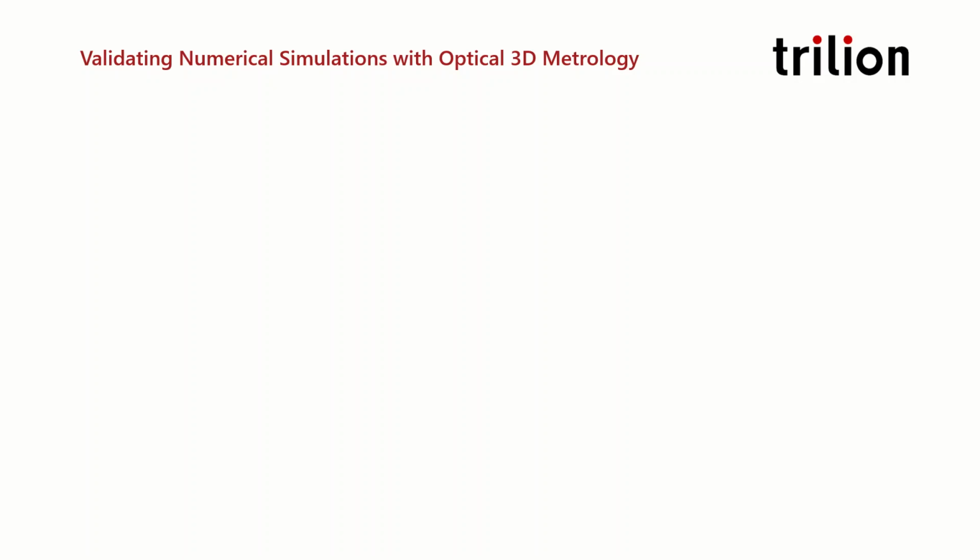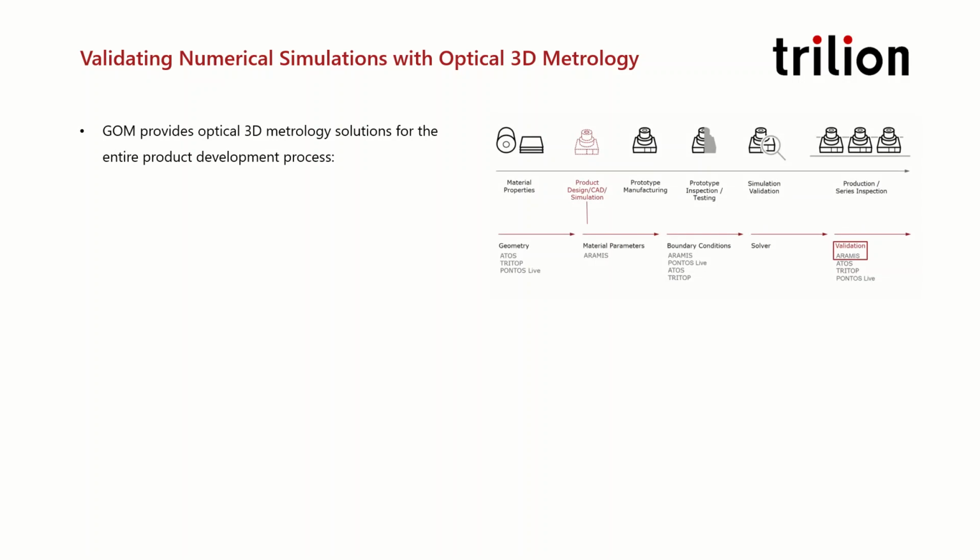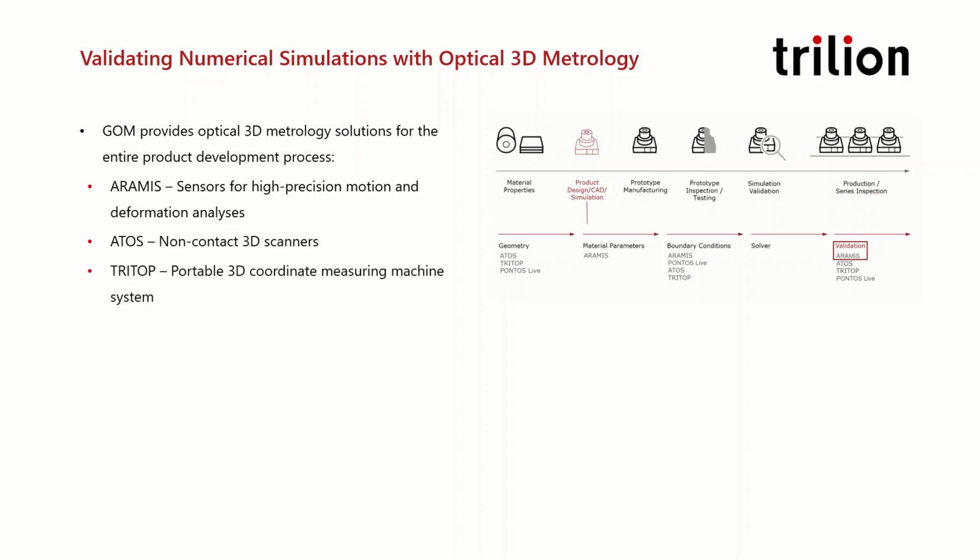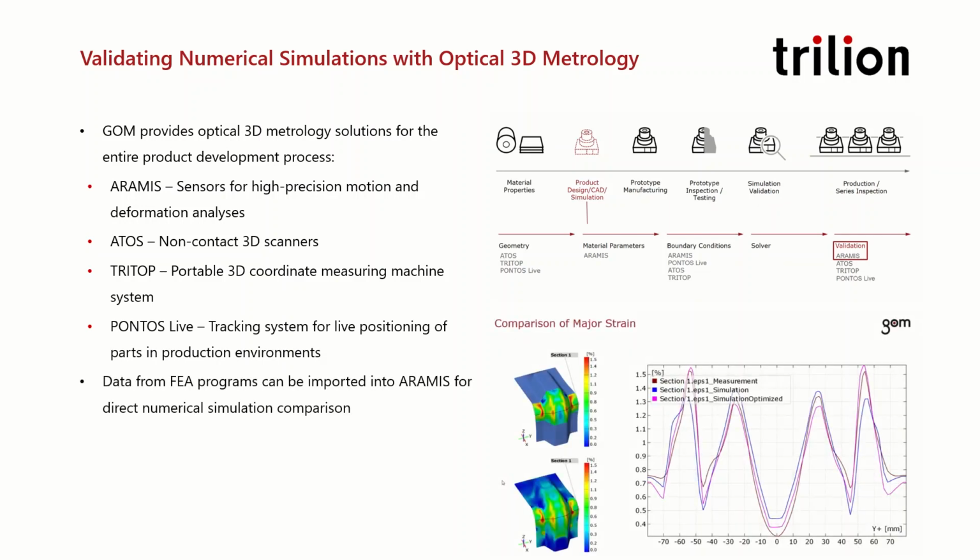One of the great aspects of ARAMIS is its ability to compare actual data with numerical simulations. GOM provides different systems for use in all aspects of the product development process, including ARAMIS, which are sensors for high precision motion and deformation analysis, ATOS for non-contact 3D scanning, Tritop, a portable 3D coordinate measuring machine system, and Pontos Live, a tracking system for the live positioning of parts typically in production environments. This webinar mainly focuses on ARAMIS and how to correctly import and synchronize numerical simulation data to accurately validate FEA results.